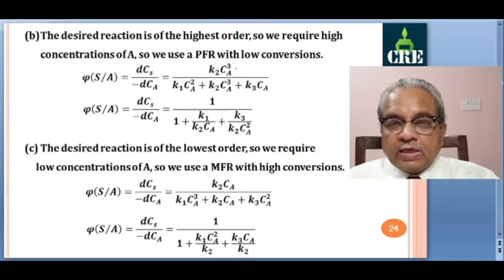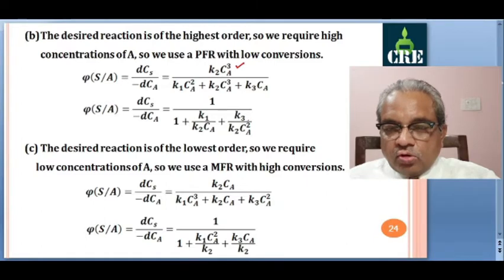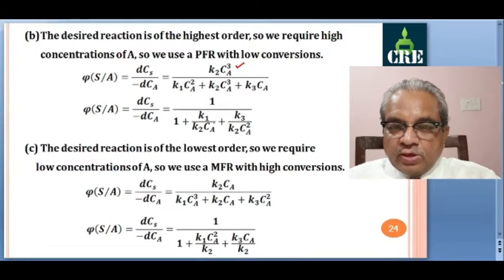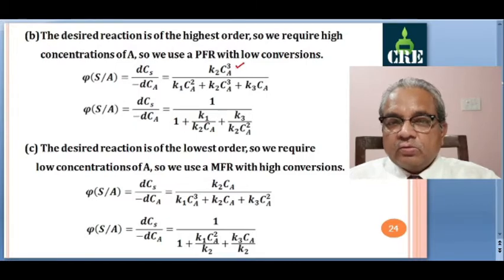So here the desired reaction is of highest order. So this should be in the highest possible concentration. If this is high, this will be low. So overall this will be lower qualitatively, and roughly we can have estimates. So this is in the denominator, this is in the denominator. So making Ca high will make this value low, and 1 plus that is lower, and here we want the highest.